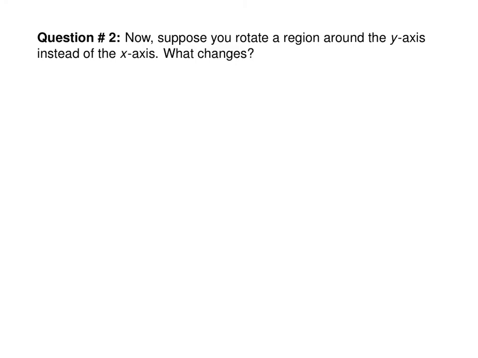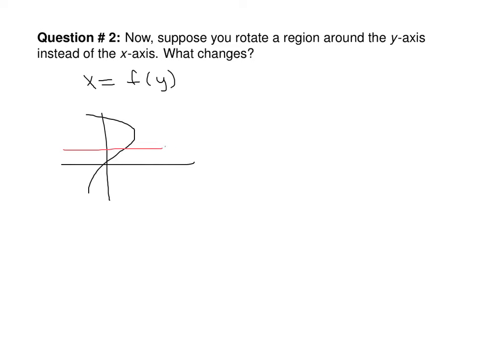Suppose we have a curve x equals f of y. So x is a function of y. I'm going to assume it looks something like this. And we want to rotate the region bounded by horizontal lines y equals c and y equals d about the y-axis. So here my slices will be horizontal instead of vertical.